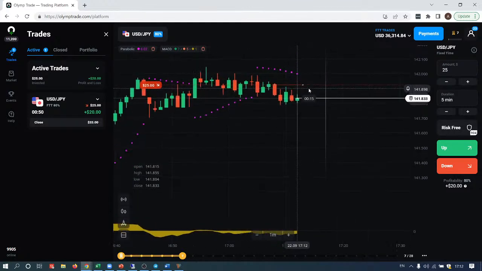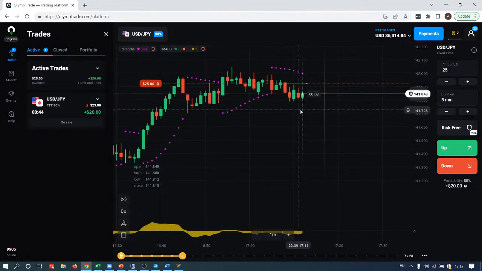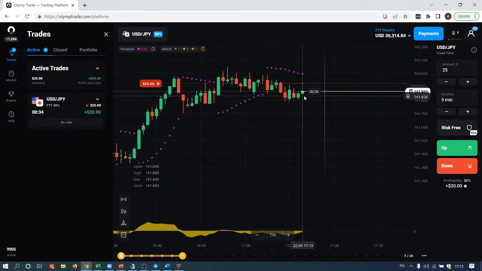The signal with this strategy comes when these two indicators provide the same signal. So layer of confirmation number one comes from the parabolic SAR. That is a down signal. Yes, that is correct. And what about the MACD? It is also under the middle line, so that is also a down signal. So let us open a trade down.